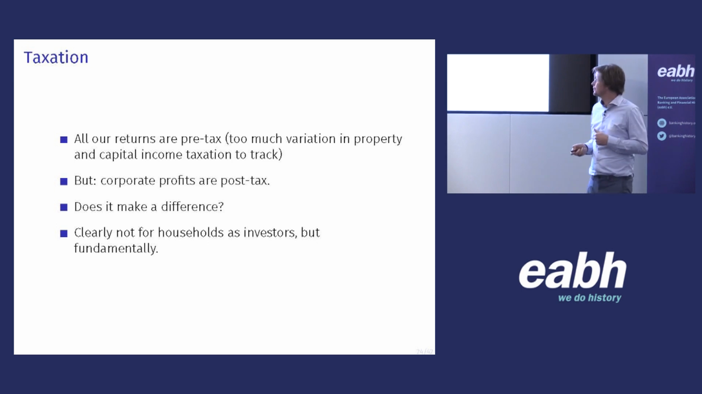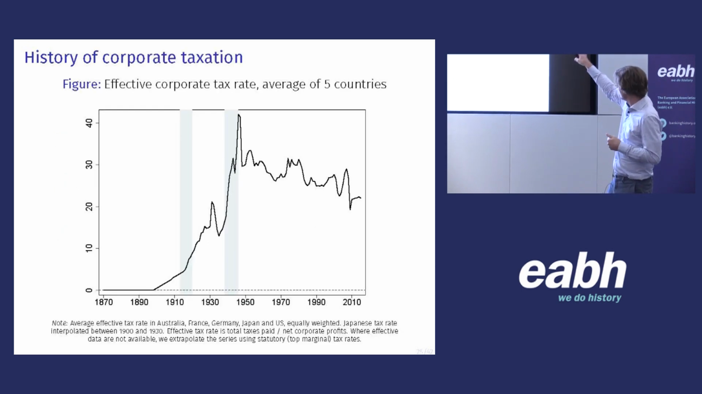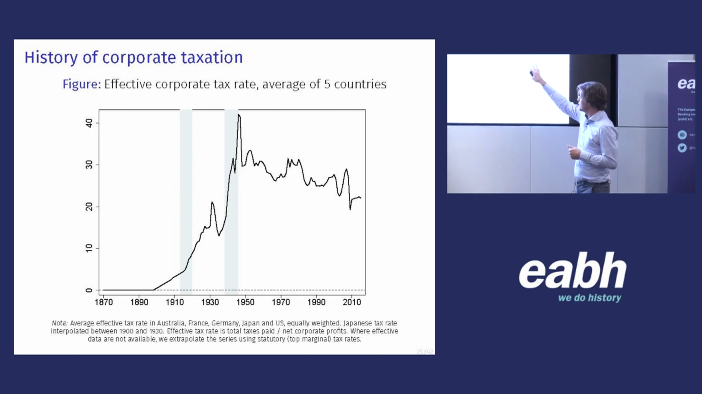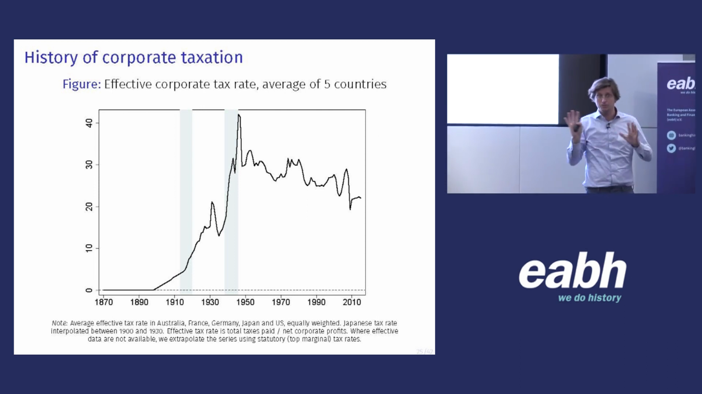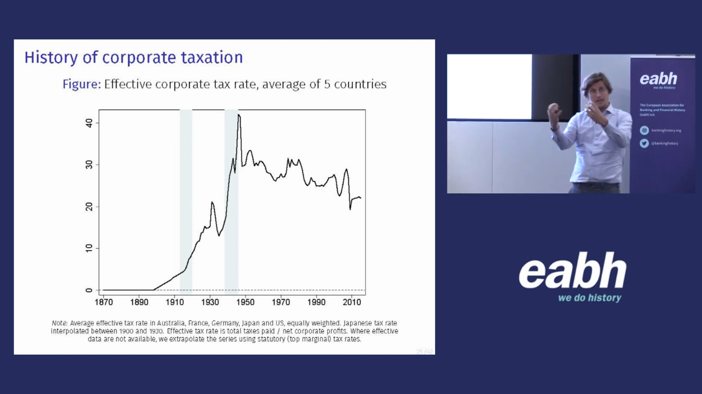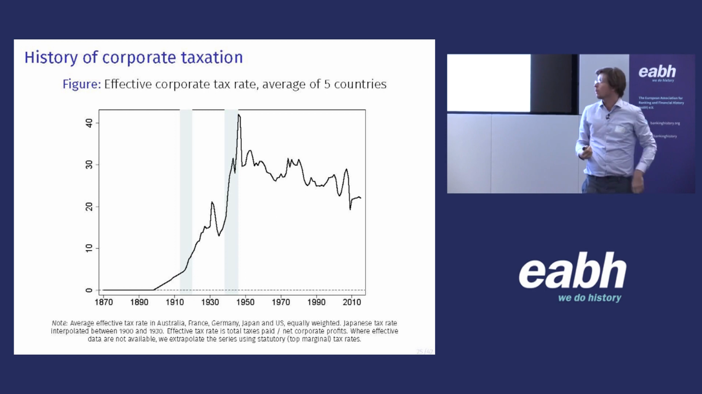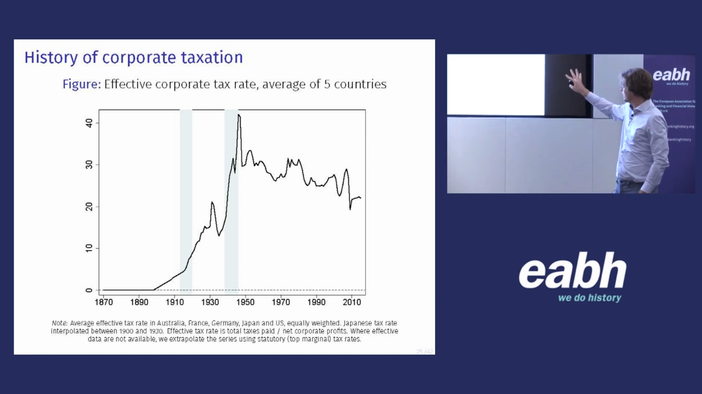But once you want to do that, you also want to think about the effective corporate tax rate. Especially for the second half of the 20th century, corporate tax rates are roughly around 30%. So 30% of the earnings of companies are taken away before they're distributed in the stock market. Okay, so we want to pay attention to that.